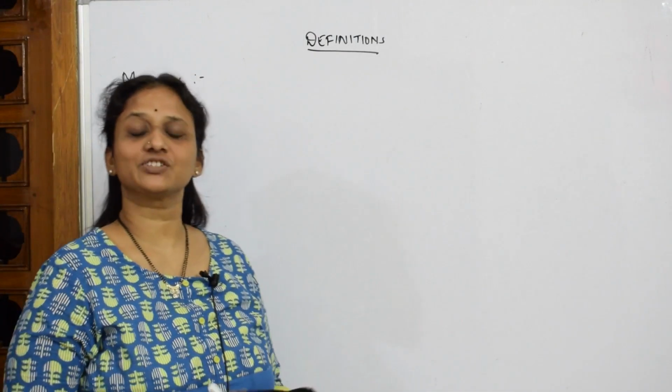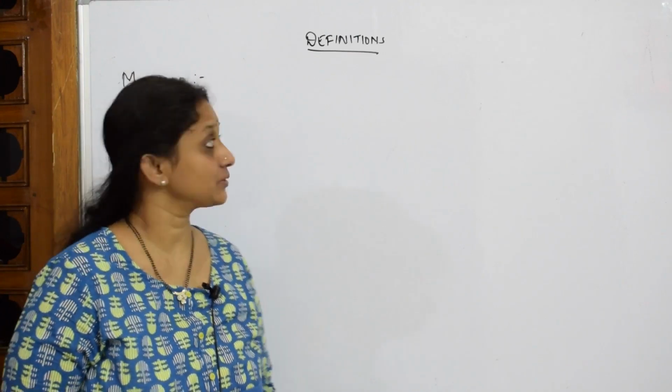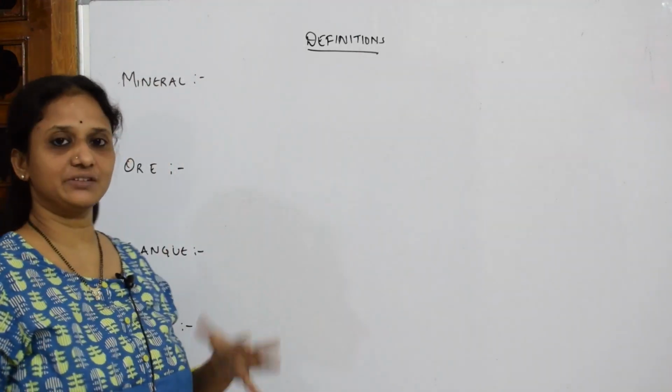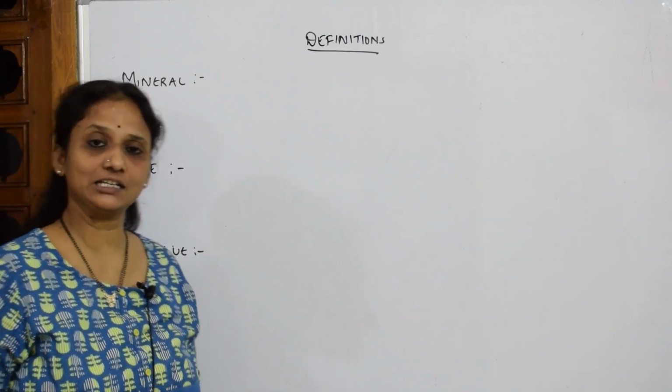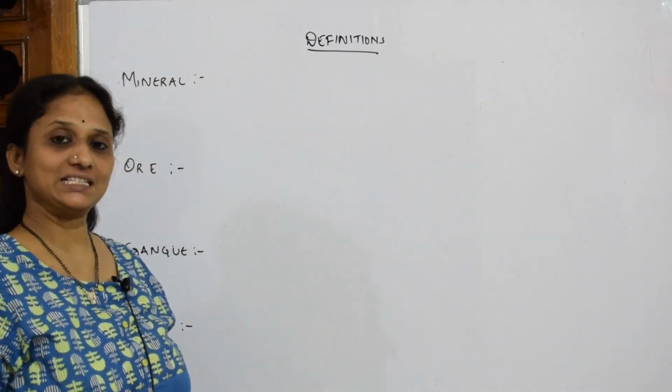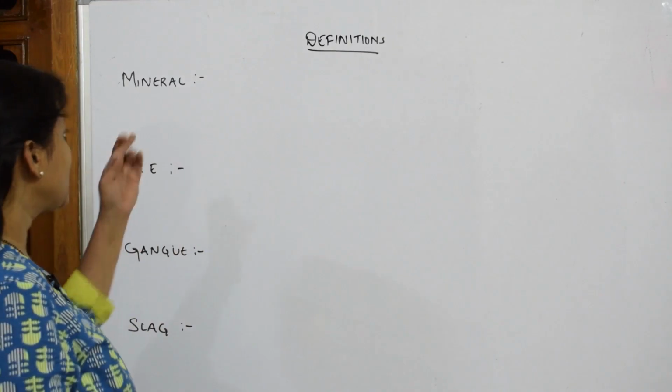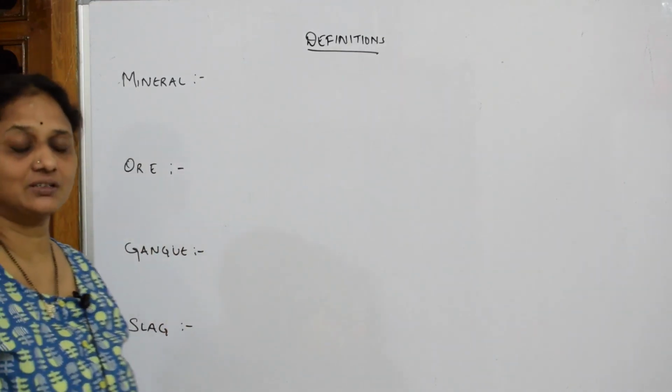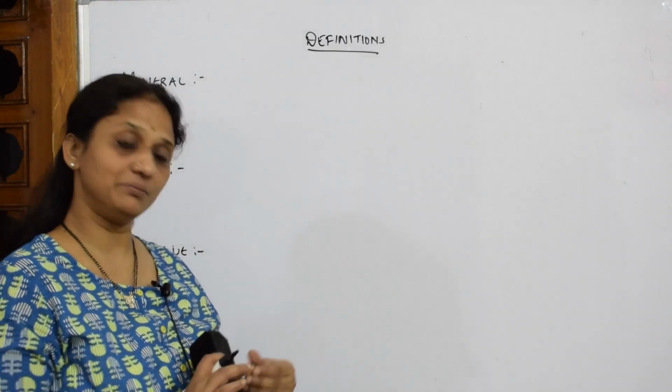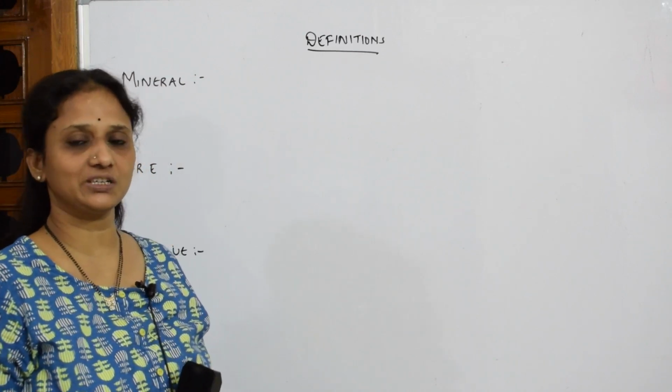Right, so after the introduction, let us start with the basic definitions of the chapter. These are the common definitions which are asked. Let us see, and then go back directly to the topic where you can easily score those 3 marks in the chapter. So first, we may be asked to define a mineral and an ore, or the difference between a mineral and an ore.